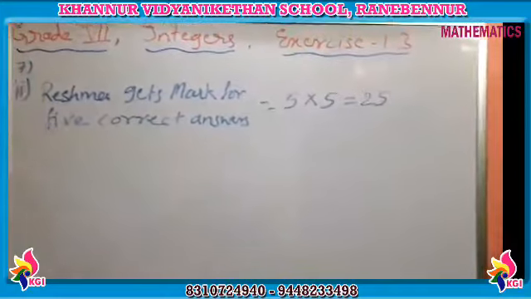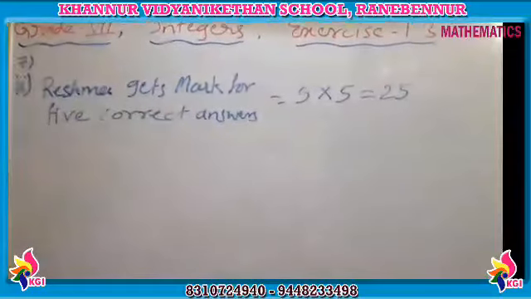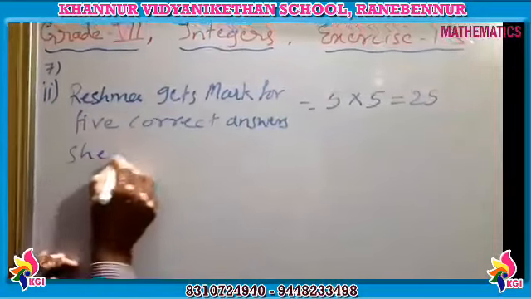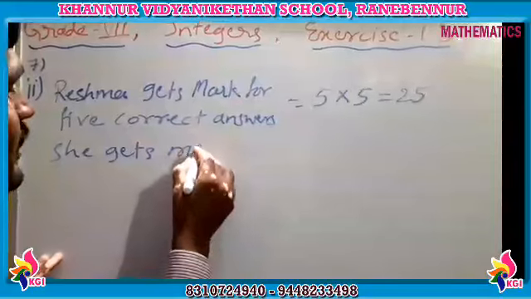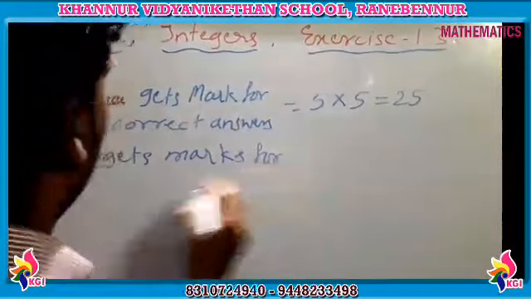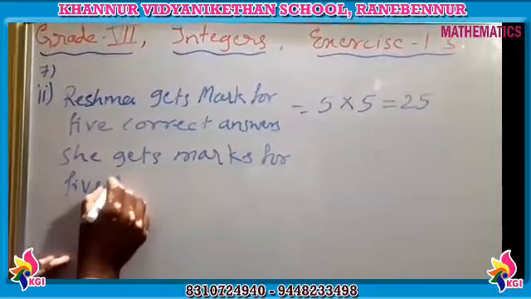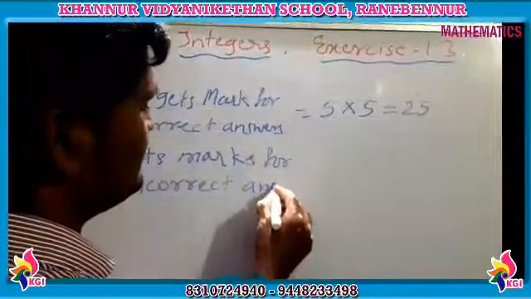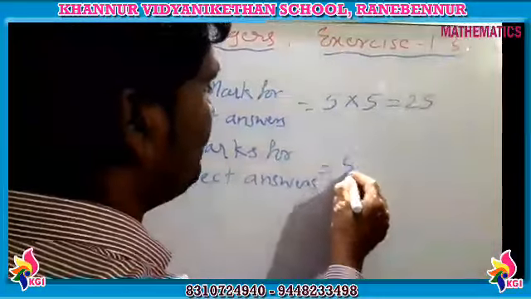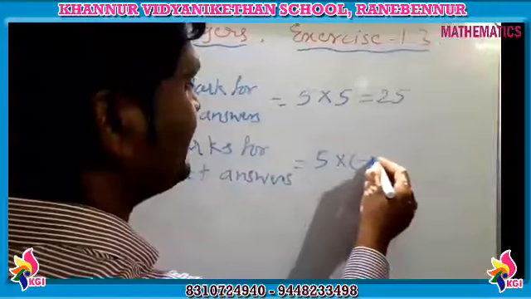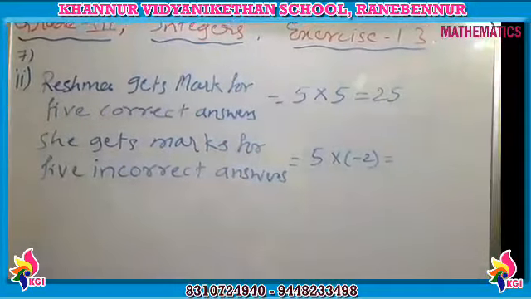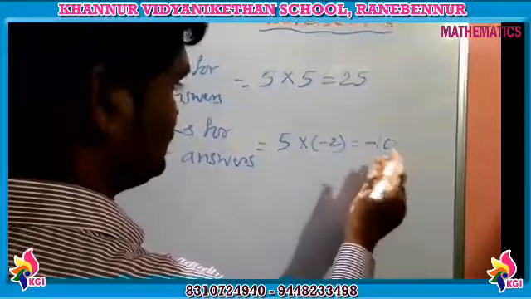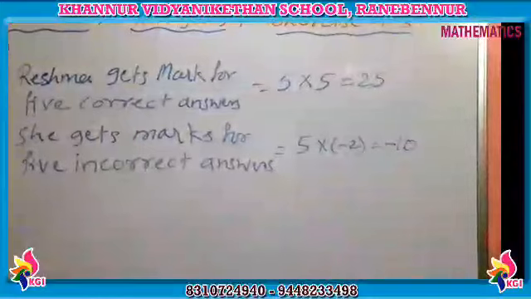Next, she gets marks for 5 incorrect answers. She has given 5 incorrect answers. For one incorrect answer it is -2. Correct, children? So next, 5 into 2 is 10, plus into minus is minus. So totally it is minus 10 marks.